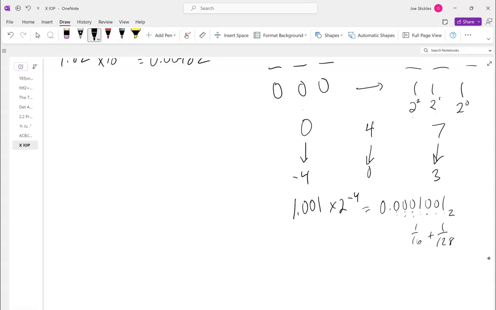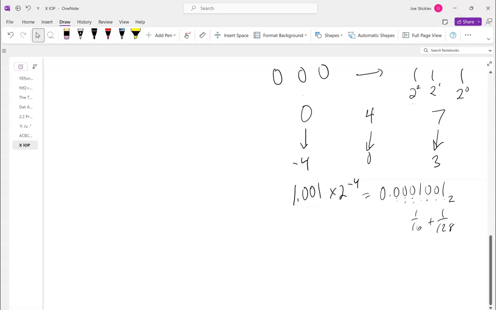It's just like decimal, except where we do 10 to the -1, 10 to the -2, and so on, we're doing 2 to the -1, 2 to the -2. Okay. So we get a 16th plus a 128th. 16 times 8 is 128. So we get 9 over 128. Let me simplify that. That's the smallest in absolute value, the smallest positive number we can represent in this system.